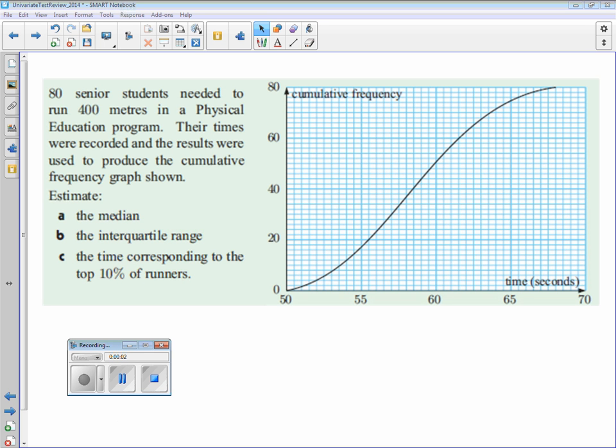Here's an example of a what? You should know the word. Ogive, or cumulative frequency plot. Okay? A cumulative frequency plot typically has this very distinct S shape. And last class, if you remember, we made one, right?